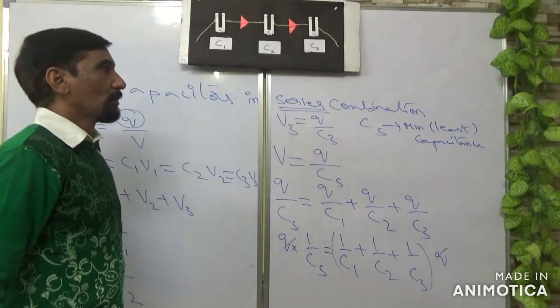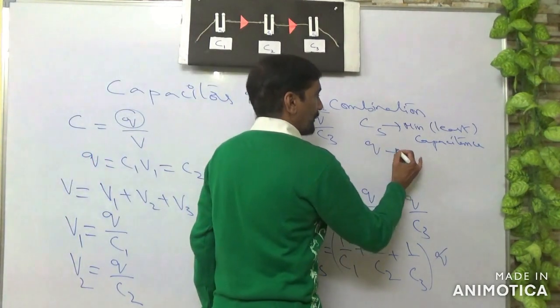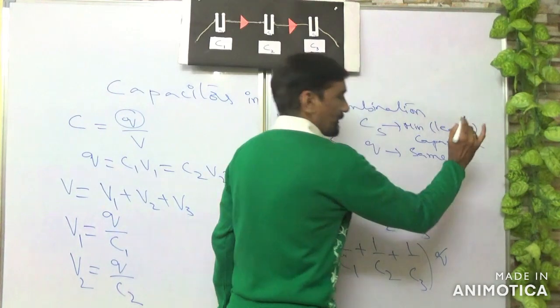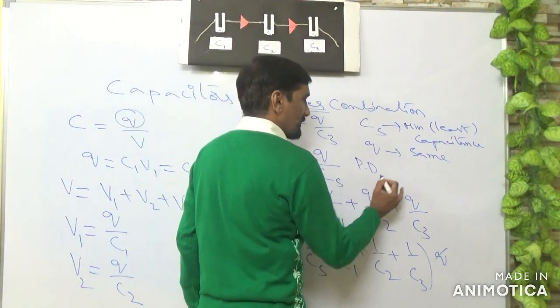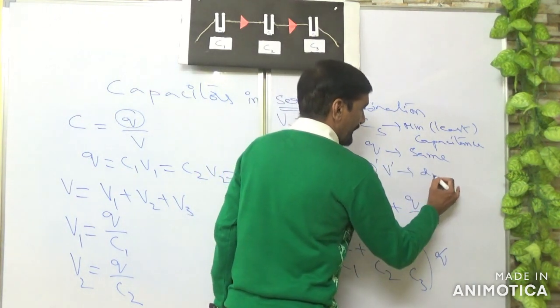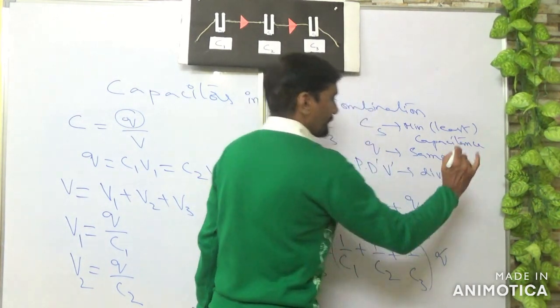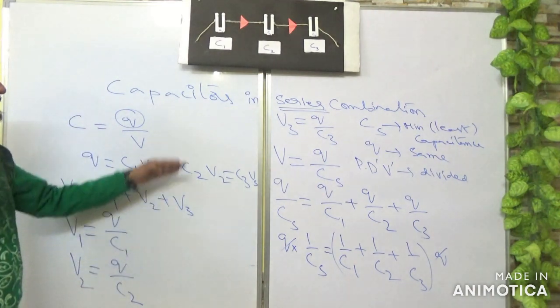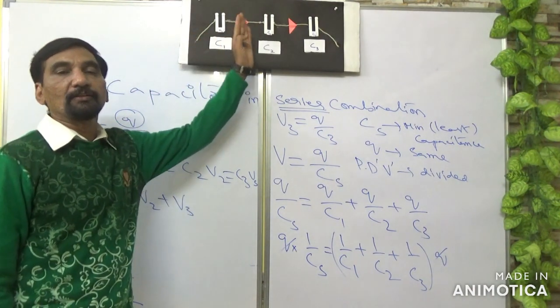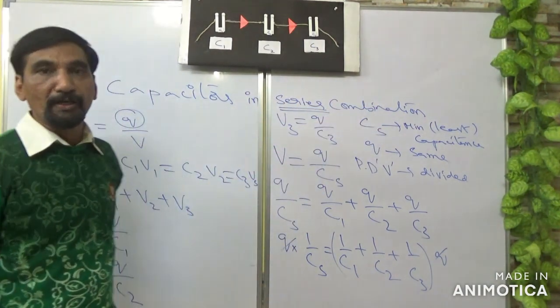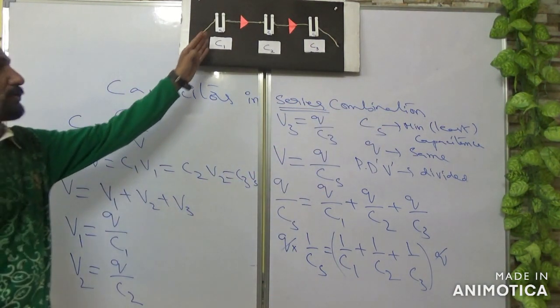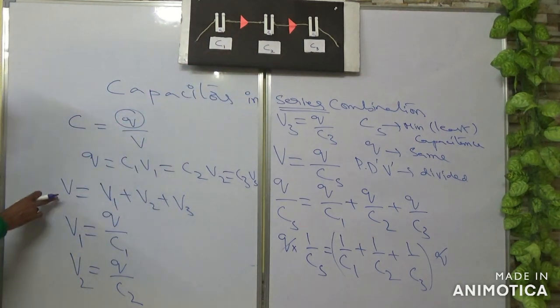Okay, and charge on each one remains same. Okay, potential difference, say V, is divided. So in this derivation you have taken three different capacitors which are joined in series combination. So you know charge on each one is same, so that is why potential difference is divided. V equals V1 plus V2 plus V3.